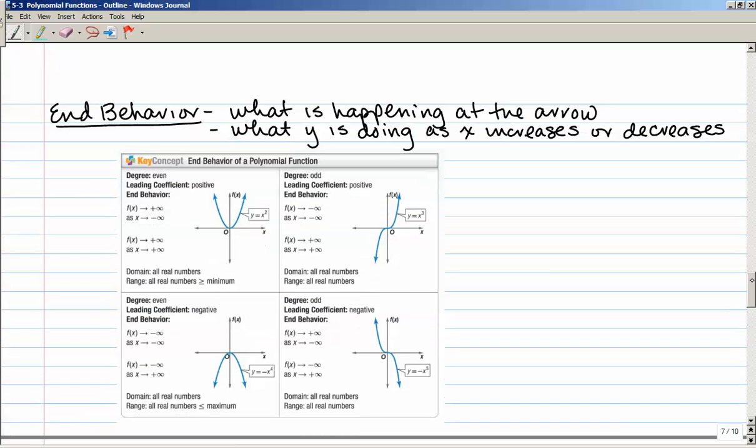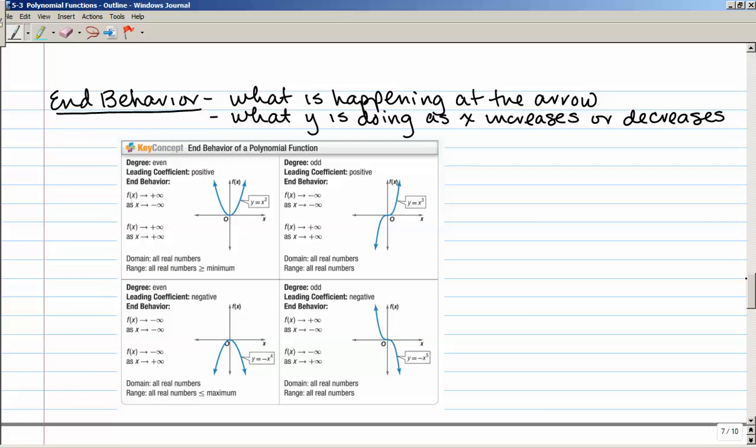So end behavior. This is kind of a difficult concept to understand, but end behavior is basically what is happening at each of the arrows. What y is doing as x increases or decreases. As x gets bigger, is y increasing or decreasing? As x gets smaller, is y increasing or decreasing?